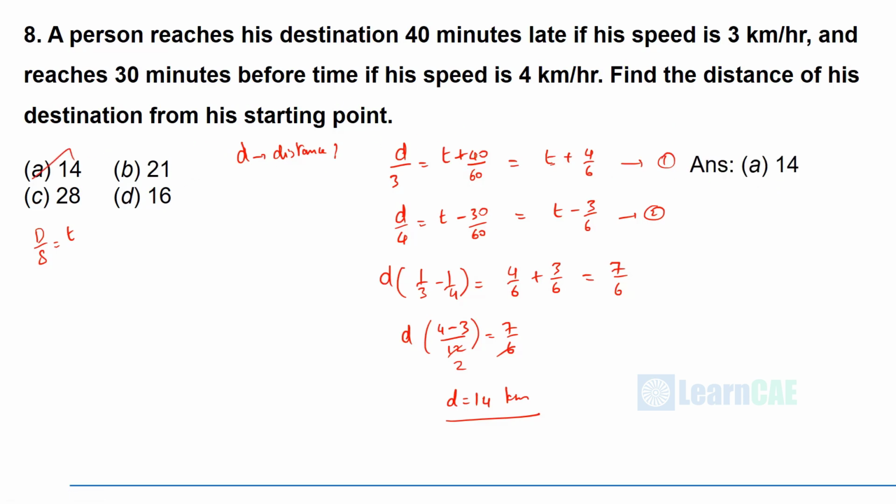When such kind of problems are given, they are specifying two conditions and they are asking to find one variable. So here the distance is the variable which you have to find out.